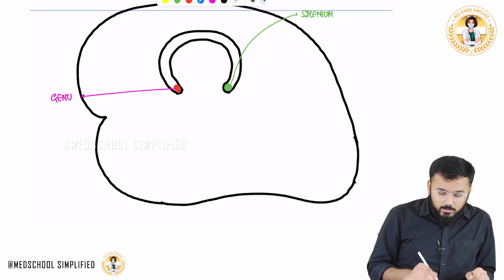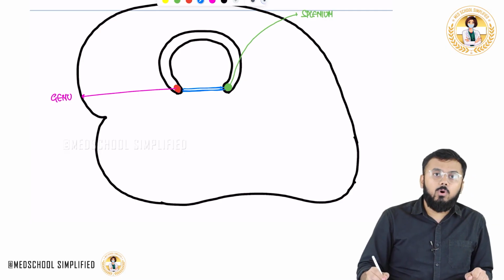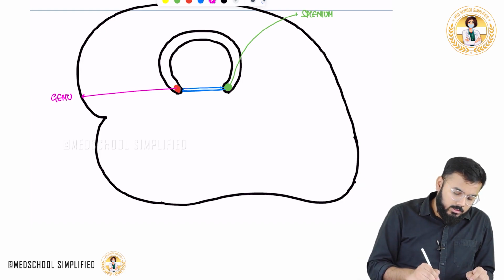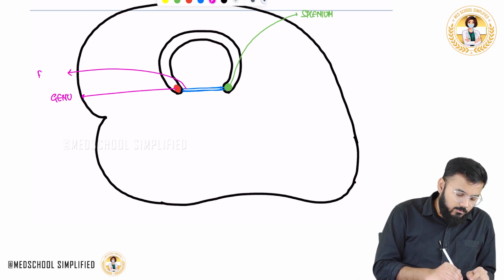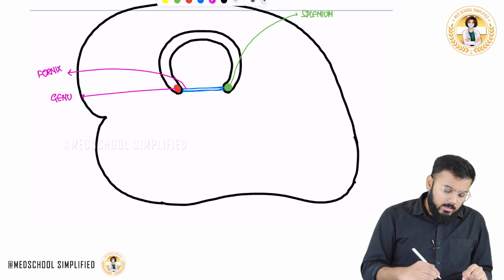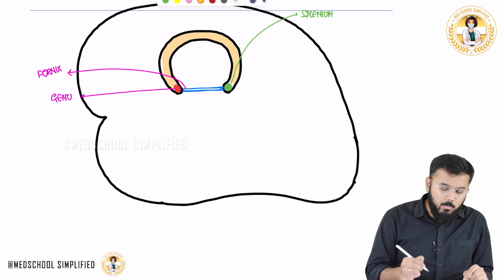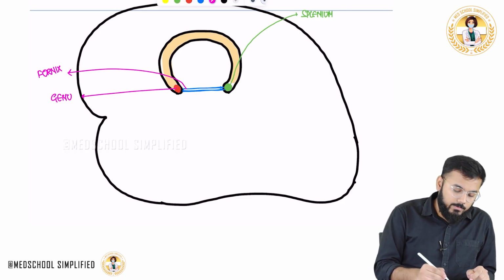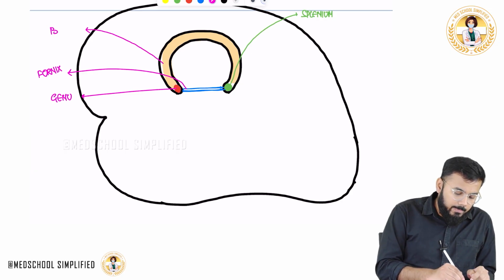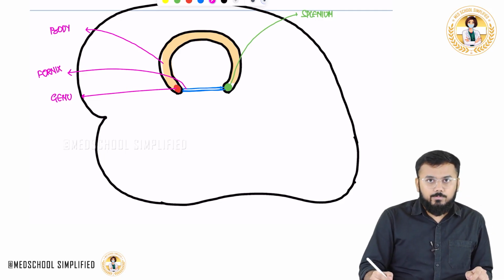Next, between the genu and the splenium, you have got a band like this. This is what is called as your fornix. Okay, so this structure over here is called as the fornix. Okay, next, after the genu, see this entire part which I am highlighting right now, this part is called as the body of the corpus callosum. Okay, so this part over here is called as your body of your corpus callosum.